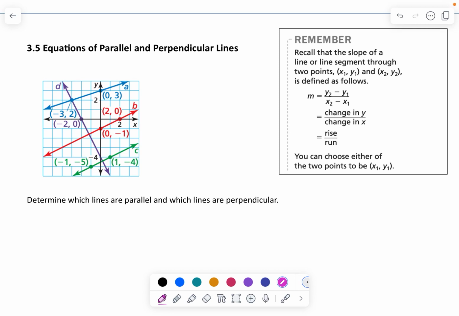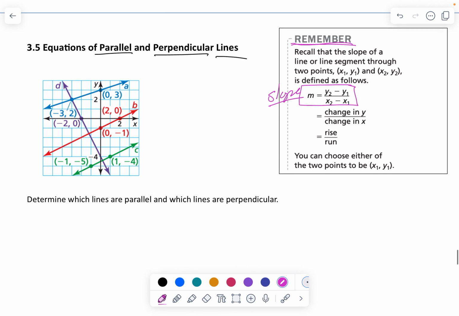Today we're going to talk about equations of parallel and perpendicular lines. So all of you who are missing Algebra 1 are going to be so happy because this section is basically Algebra 1. But it's geometry because we're talking about parallel and perpendicular lines. So if you remember from Algebra 1, remember that slope, right? Remember slope is change of y over change of x, or rise over run. So we're going to need that.